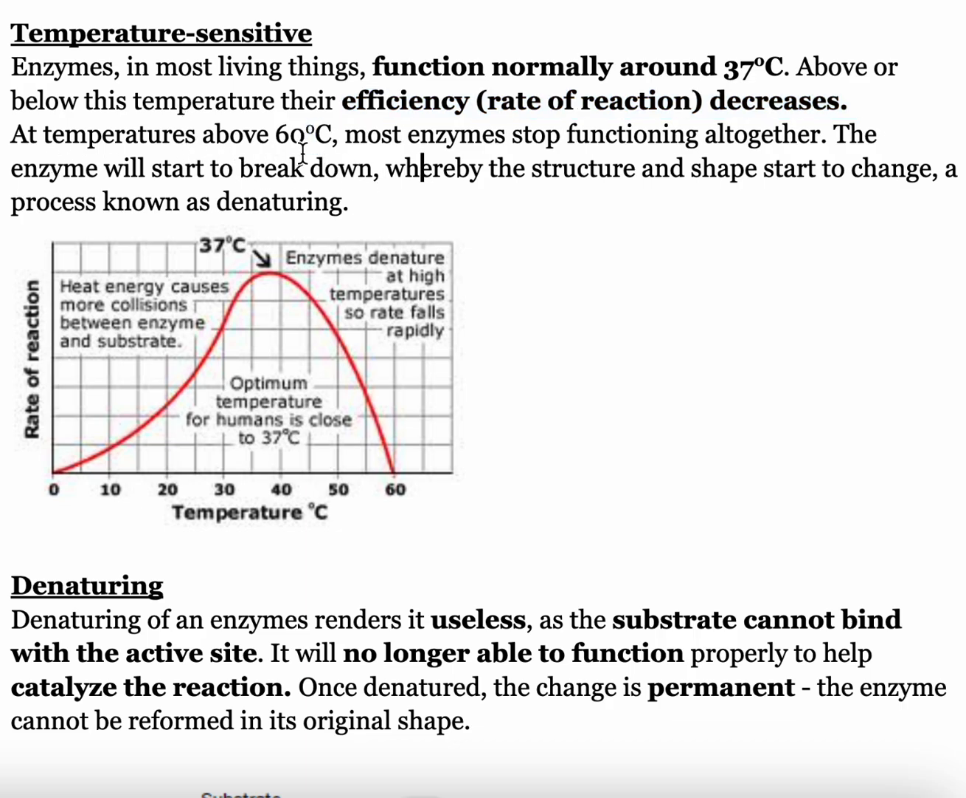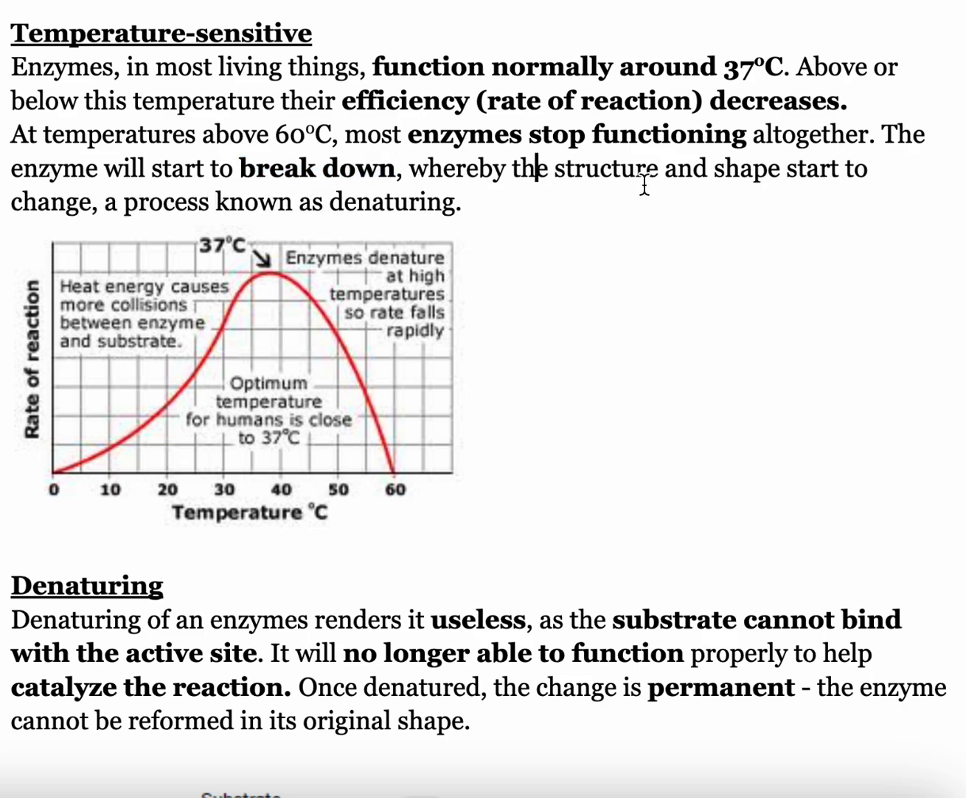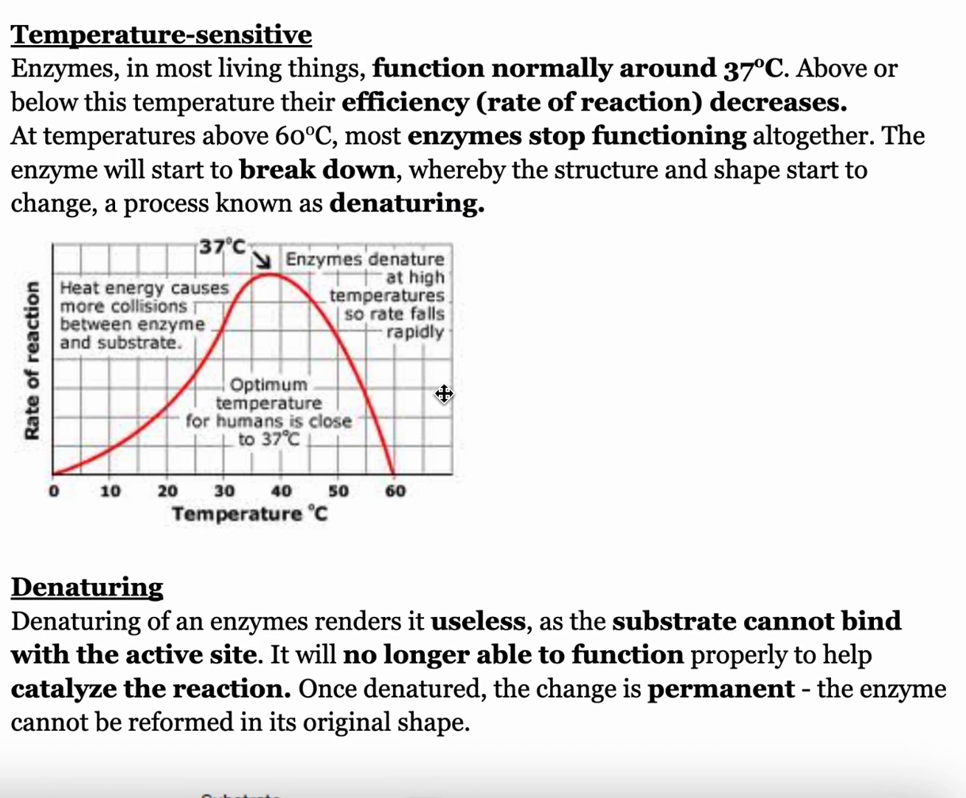At higher temperatures, most enzymes will stop functioning altogether. The enzymes will break down. The structure and shape will start to change in a process called denaturing. We will go through this.